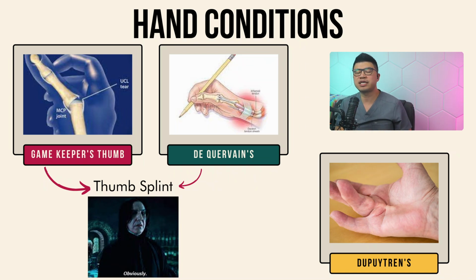Dupuytren's contracture is the thickening and shrinking of the palmar fascia, most common in the 4th and 5th digits. It results in flexion deformity. It seems that hand splinting for Dupuytren's is controversial and inconclusive, so I won't give you any wrong information.